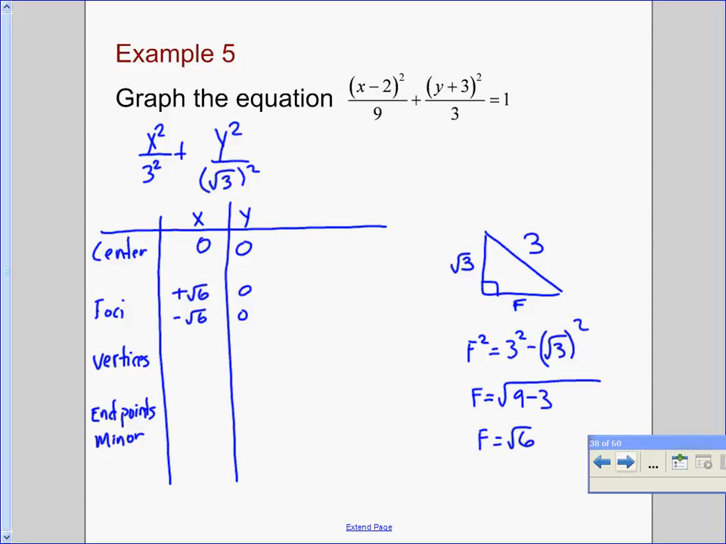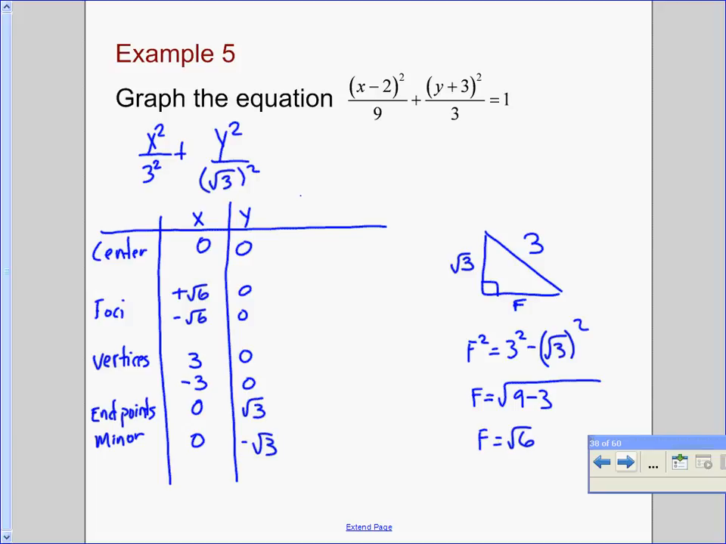Our vertices are going to be like what our x-intercepts would be. So you notice that that's going to be (3, 0) and (negative 3, 0). And our endpoints of our minor are going to be at (0, root 3) and (0, negative root 3). And now we just need to make the transformations for each of those.